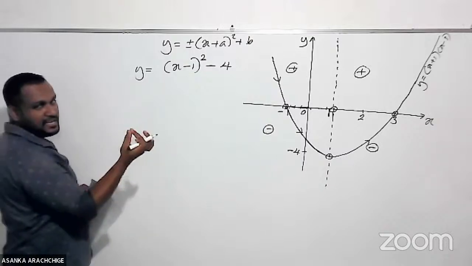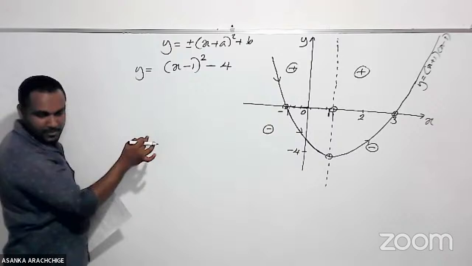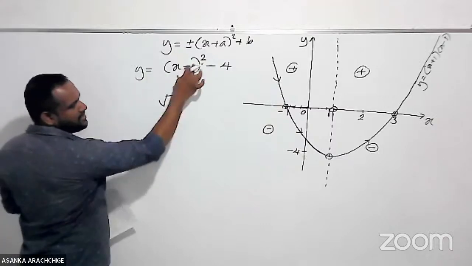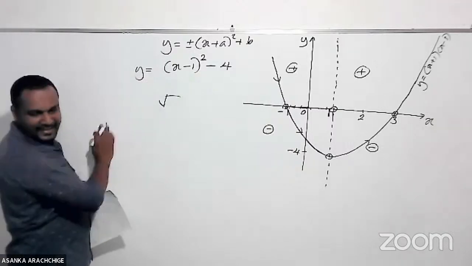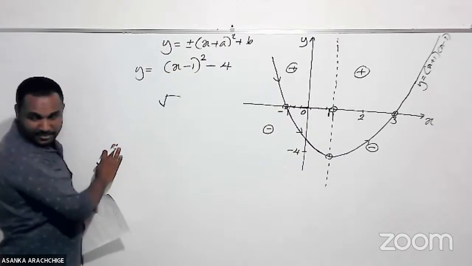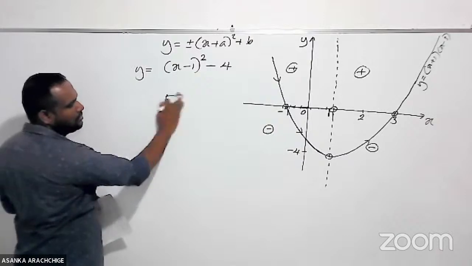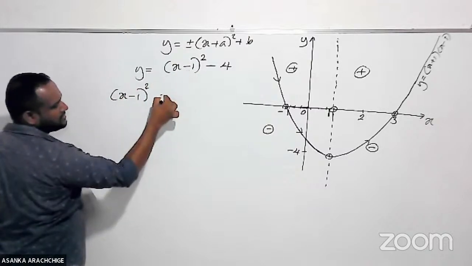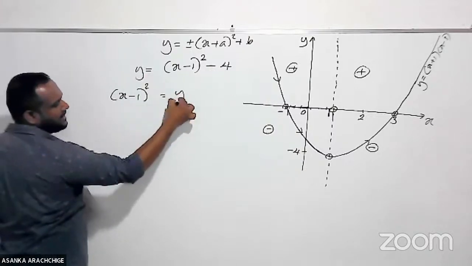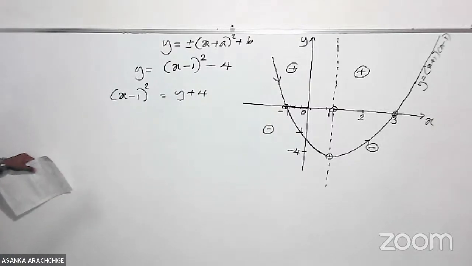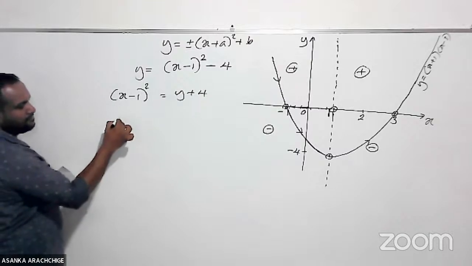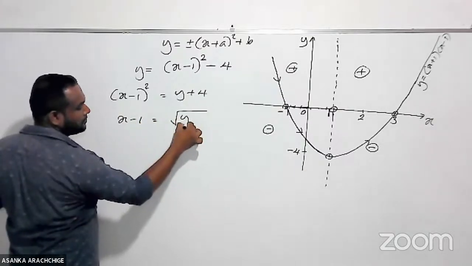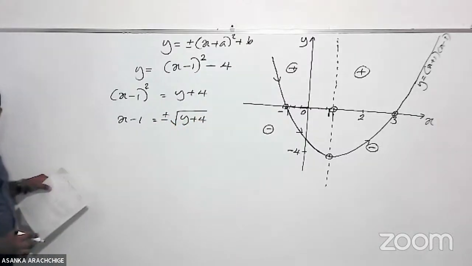Now look, what is the advantage we can get from this form? When we find a square root, there must be a square part, and this form has a square part. Now write like this: (x minus 1) squared is equal to y plus 4, taking minus 4 to this side. Clear? Then take the square root of both sides. The square root of (x minus 1) squared, that is x minus 1, equals plus or minus the square root of y plus 4.